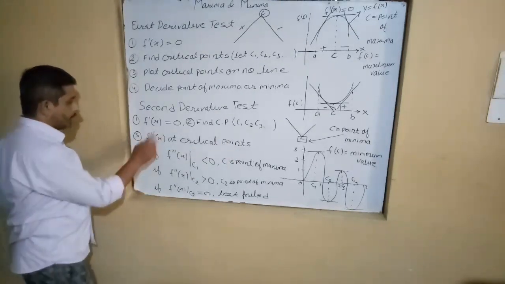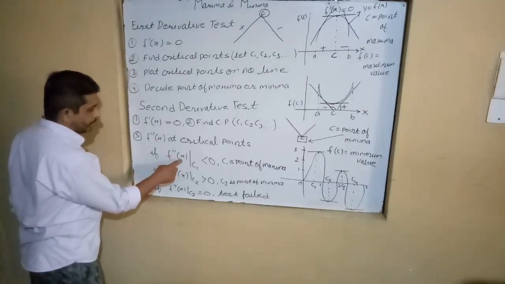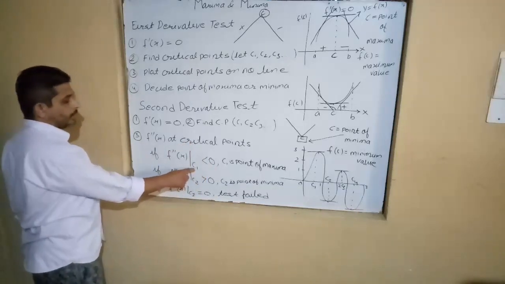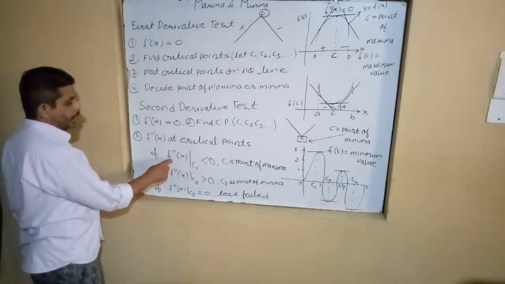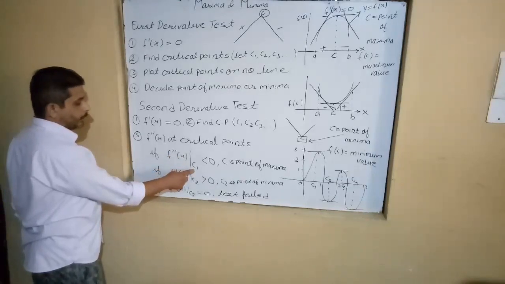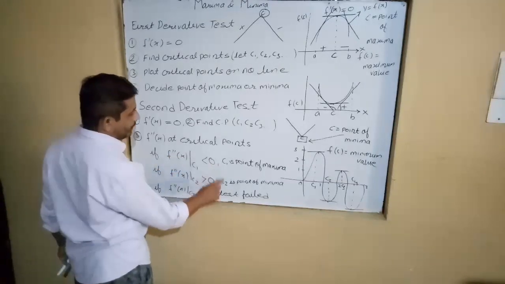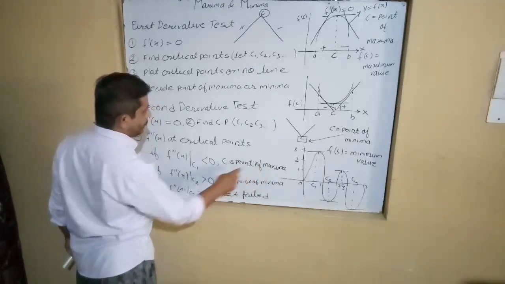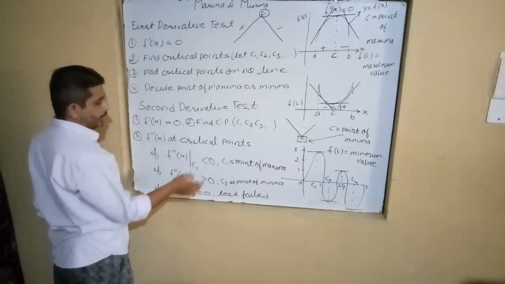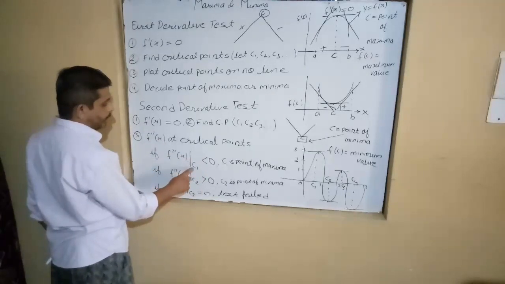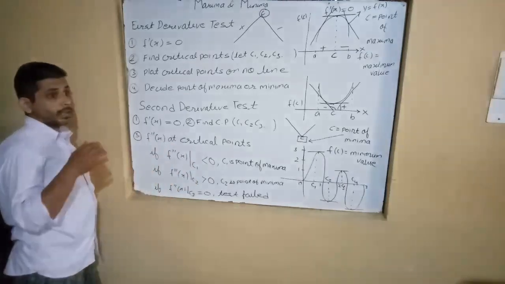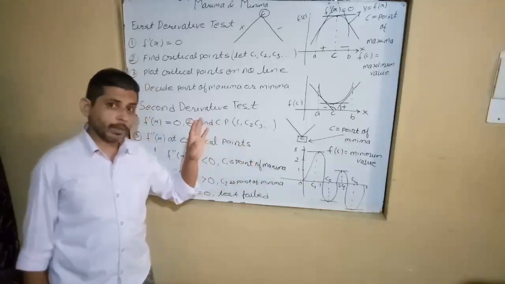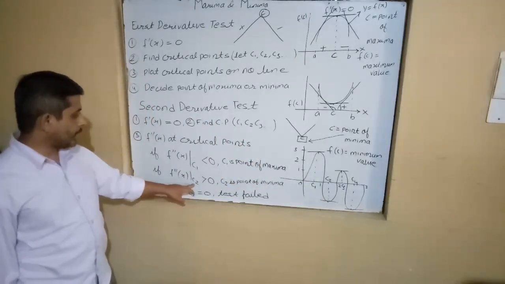Now look at here, if f double dash x at a point C1 is less than 0, when we put the value of C1 here, f double dash x at a point C1 is less than 0, so we can say C1 is point of maxima. Keep in mind, it is a little opposite. If f double dash x at a point C1 is less than 0, it means it gives a negative value, so we can say C1 is a point of maxima.